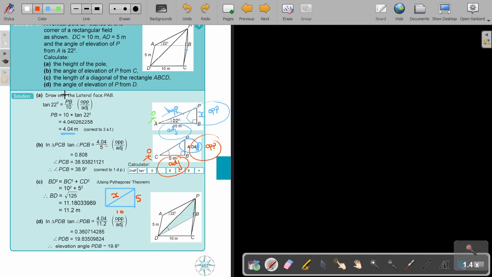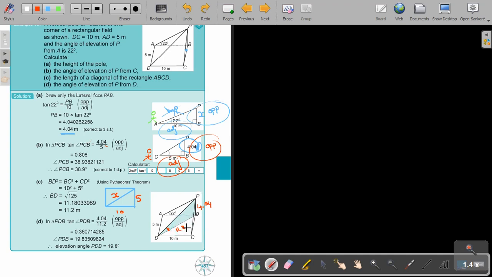And then the final one, the angle of elevation of P from D, is that angle there. Again, there's the 90. I have the height of the pole, that was 4.04. I can work with three significant figures because it was the ending of a question and I went on to B. It's not part of A anymore. If it was just one question, I must use the unapproximated answer. And I have this one, that's the 11.2, don't forget.